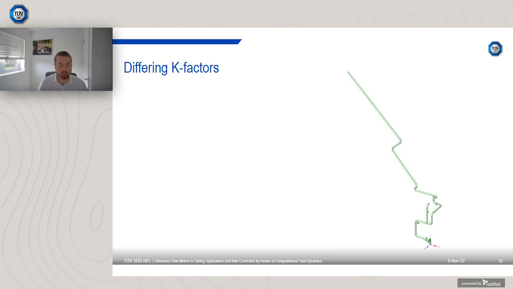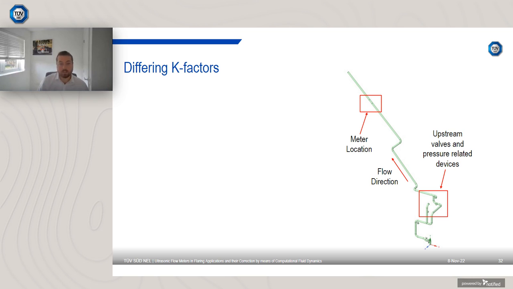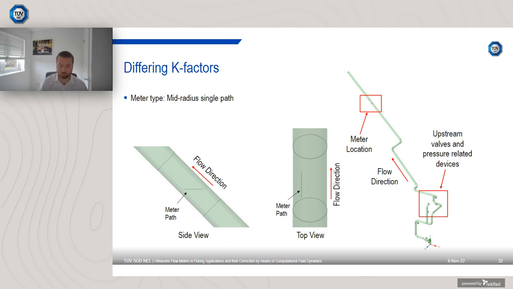So looking at another operational flare, in this case the flow is moving from bottom to top, and in this scenario we have valves and pressure related devices upstream of the meter, which is located there on the flare boom. And this operator decided again to use a mid-radius single path meter. And looking at the configuration of this meter, we can see that when we're moving with the flow, the meter path is located on the left hand side, and the upstream transducer is located in the upper section of the pipe, and the downstream transducer is located on the downstream section of the pipe.